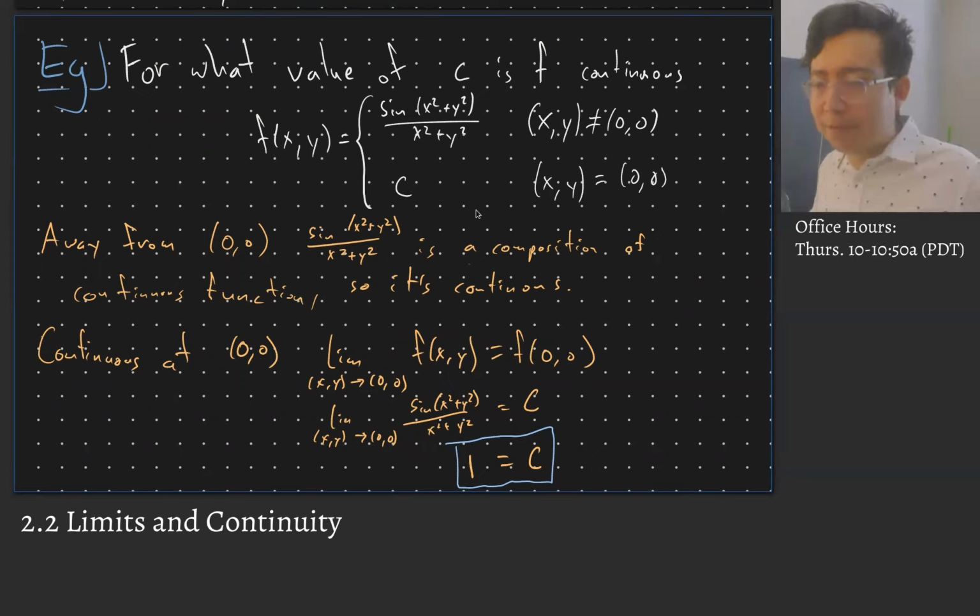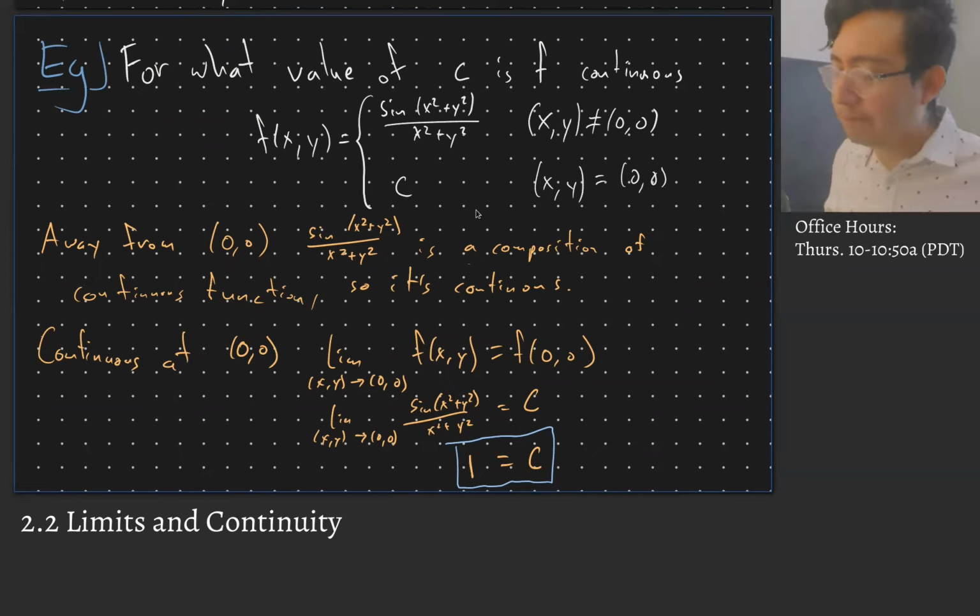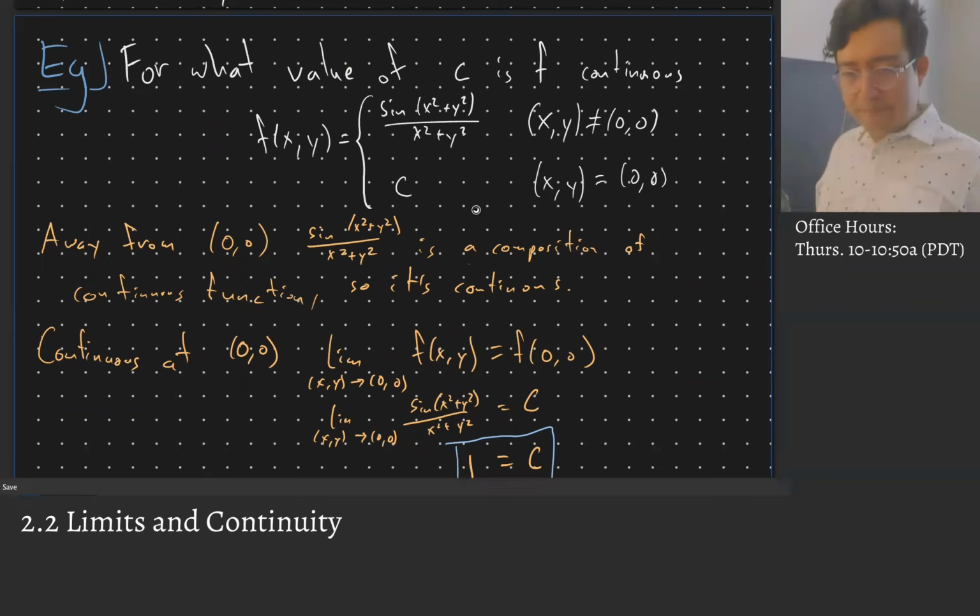Again, there are more examples in the homework for you to go through and practice. And if you have questions, feel free to stop by office hours or post them on Canvas. Okay, cool.